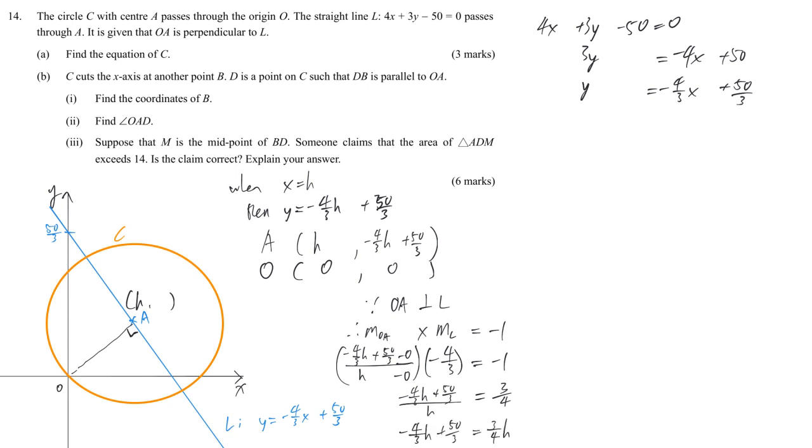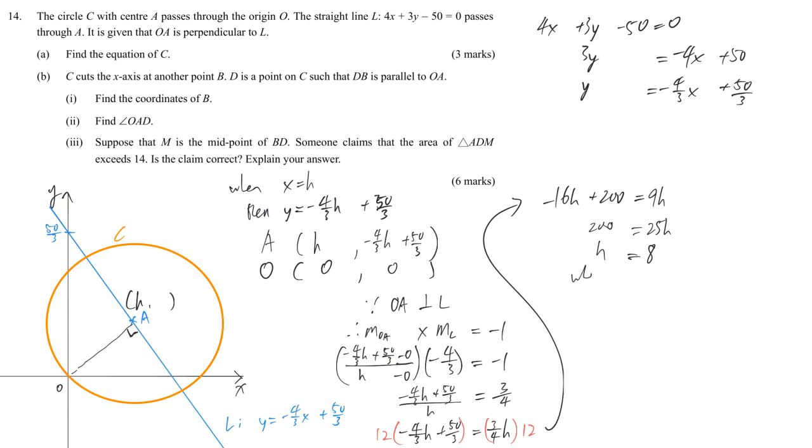3 over 4 times h. I hate fractions, so I multiply both sides by the same value, which is divisible by 3 and by 4 at the same time, so I choose 12. 12 divided by 3 we get 4, so negative 16h, and then plus 200 is equal to 9h. 25h equals 200, and therefore h is equal to 8. So when x equals 8, we just plug it in to get the y coordinate, which is equal to 6. So it's (8, 6).